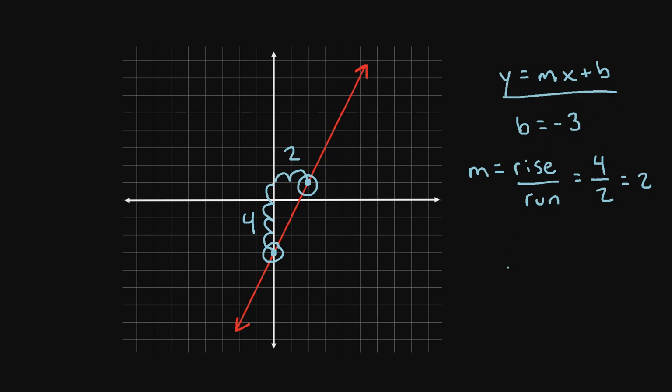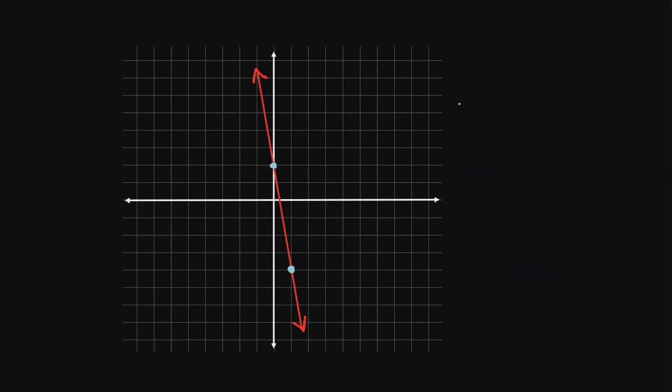So we can just plug that into this formula right here to get our final answer. So we get y is equal to 2x minus 3. This is the equation that describes this line from the graph. All right, let's try one more example.